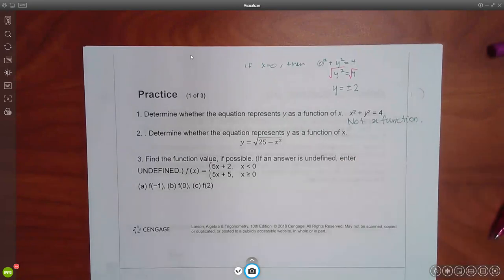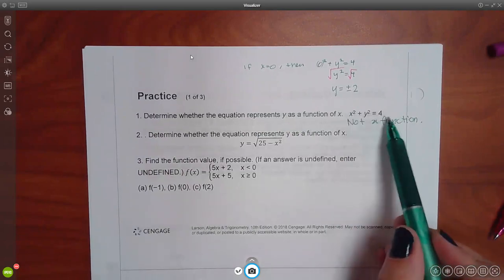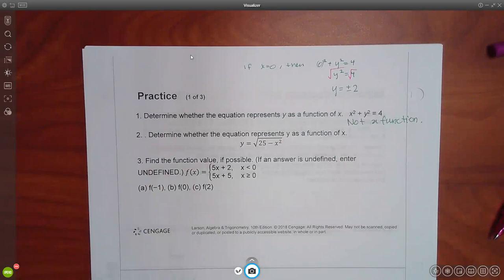Do you want me to give you the shortcut on how to know whether or not these equations are functions? If they look like this and you have powers on y, if that power is an even power, you're going to have to take the root of it, aren't you? And you're going to have to put the plus or minus. If it's a cube, no plus or minus. But if it's an even power, you have to put the plus or minus. So just look at those powers. If the power on y is an even power, you know it's not a function.